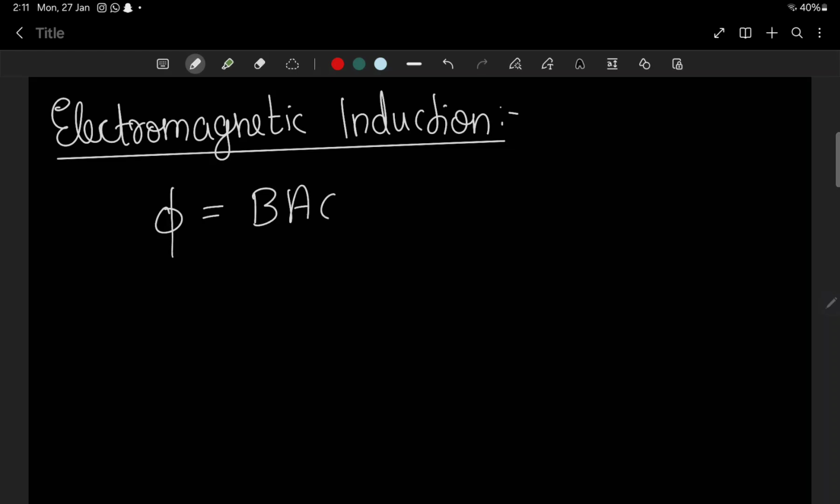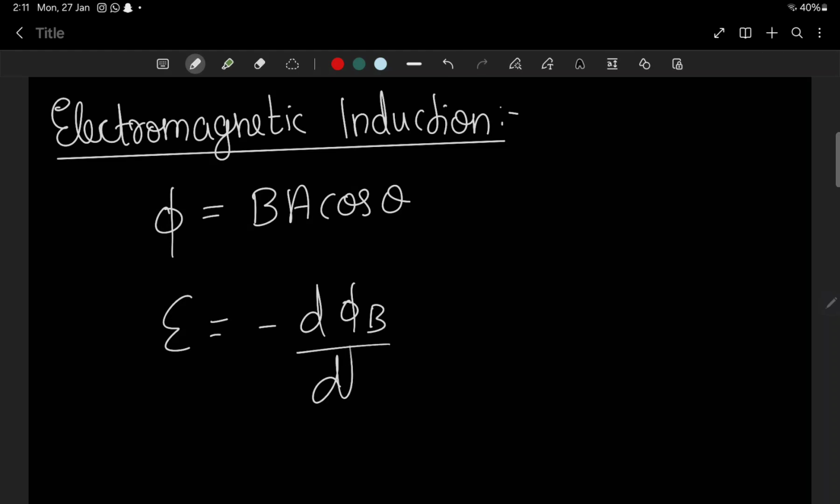It is BA cos theta, same as electric flux, that is EA cos theta. What is the EMF induced? It is minus d phi B by dt. These are the important formulas. Now first of all, we have the derivation for motional EMF.